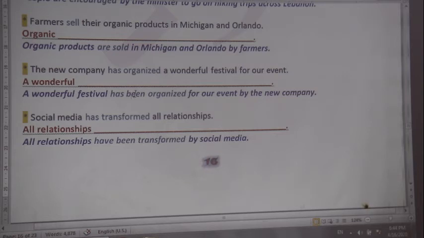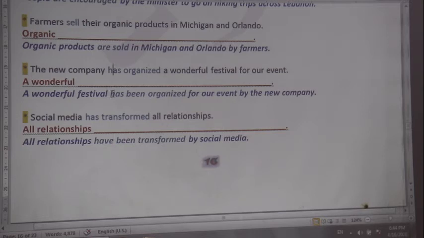But don't forget to pay attention to the subject-verb agreement. Again, pay attention to the subject-verb agreement. Here company is singular, so we use the helping verb has. The new company has. Now the new subject is a wonderful festival. So we use has.